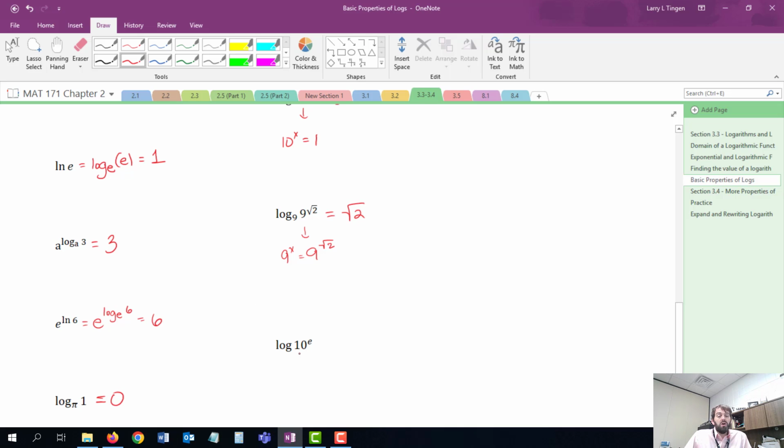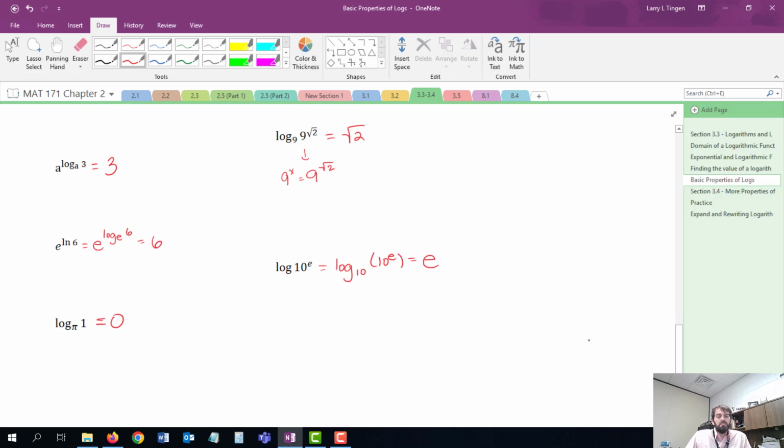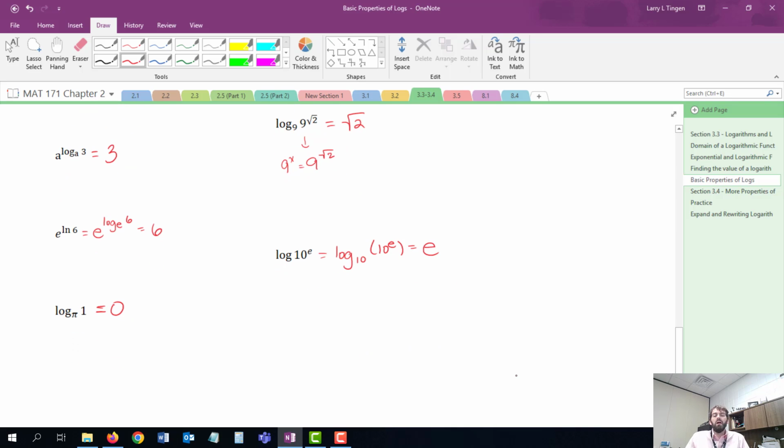Log of e. What does this mean? This is the common log, right? So this is log base 10 of 10 to the e. Take 10, raise it to some power to get 10 to the e. What is that? e, right? It's just like the one above. It just doesn't quite feel like it because the common log is in there and the natural log is in there.